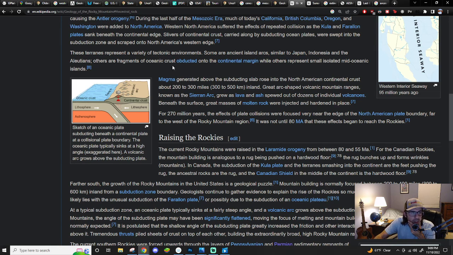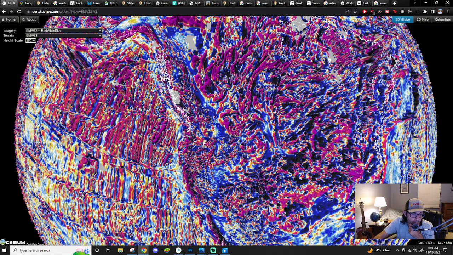For 270 million years, so basically from then until the Earth started to expand rapidly, the energies were focused near the edge of the North American plate boundary. The current was flowing down here until the Earth rapidly started to grow, and this current then started to shift to the side.